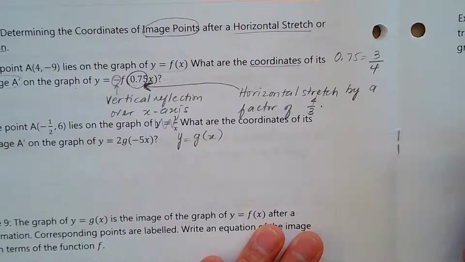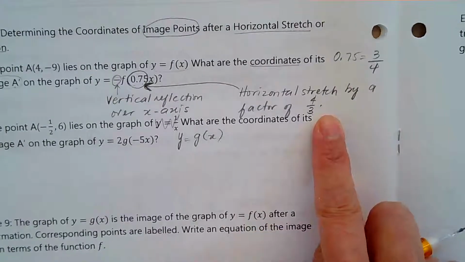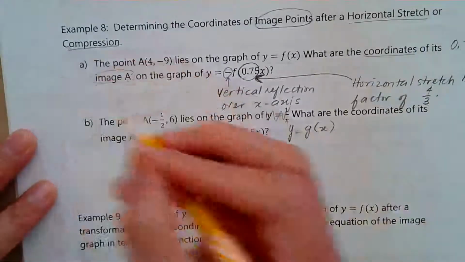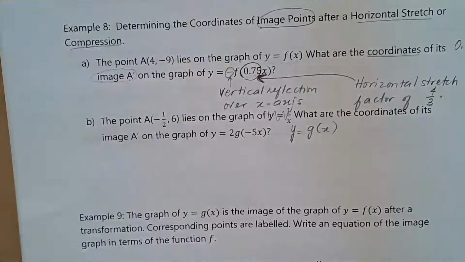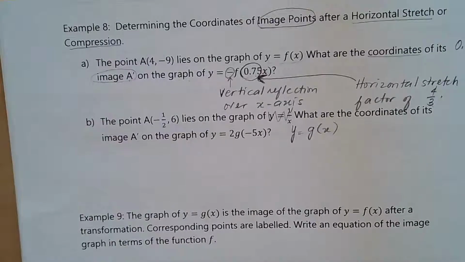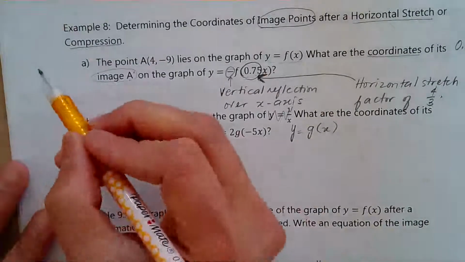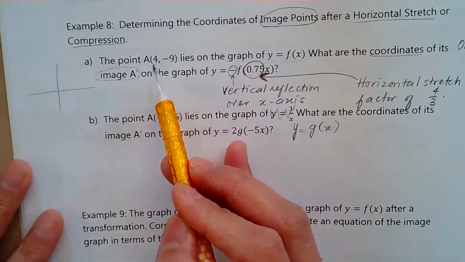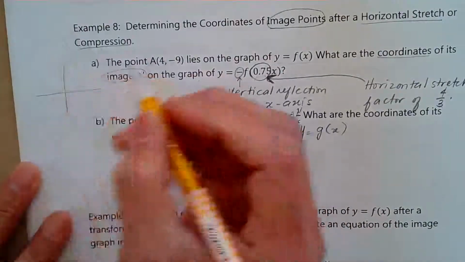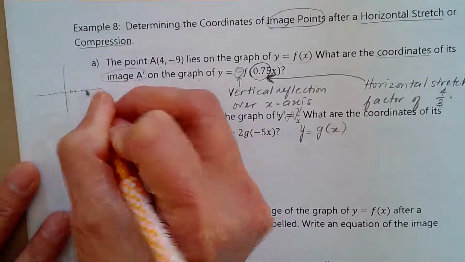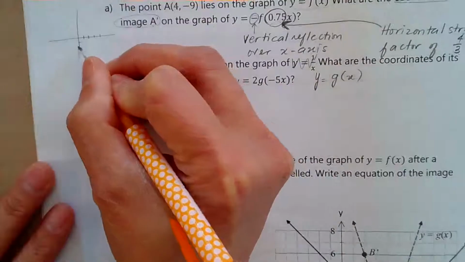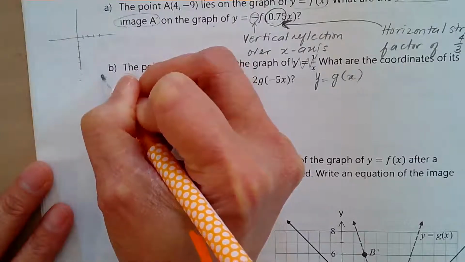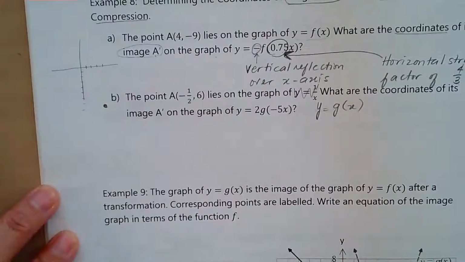Okay? So if that's the case, what is the image? Let's see. Yesterday we were introduced to the idea of mapping, right? Let's see if we can picture that in our mind. The point is at (4, -9). So 1, 2, 3, 4, and -9, 1, 2, 3. Well, somewhere right there. I'll call that (4, -9).